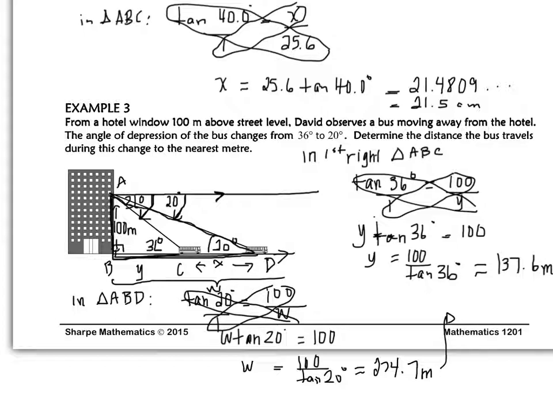So now if we take the W and subtract the Y, we will get the distance X. So therefore, 274.7 subtract the 137.6 works out to be 137.1 meters. Yeah, the distance is the distance between the two buses.